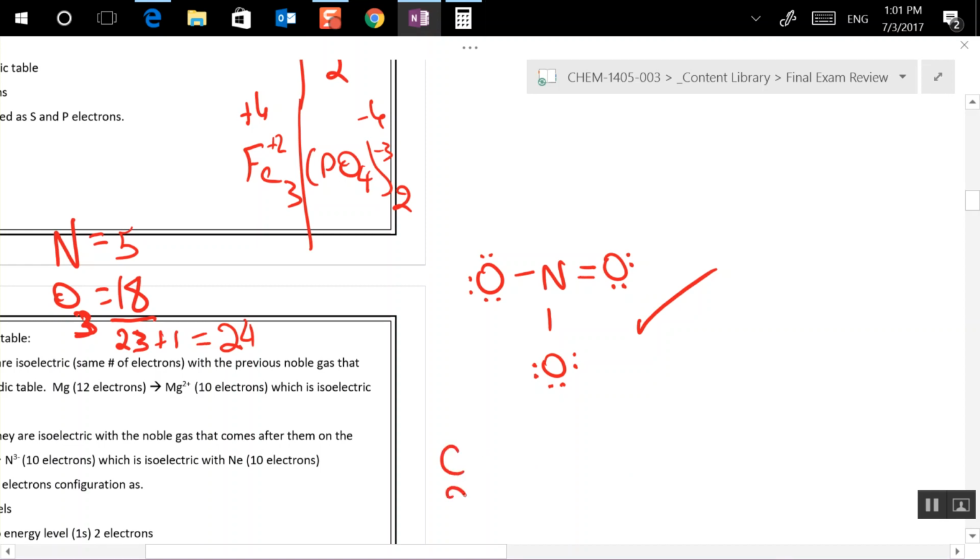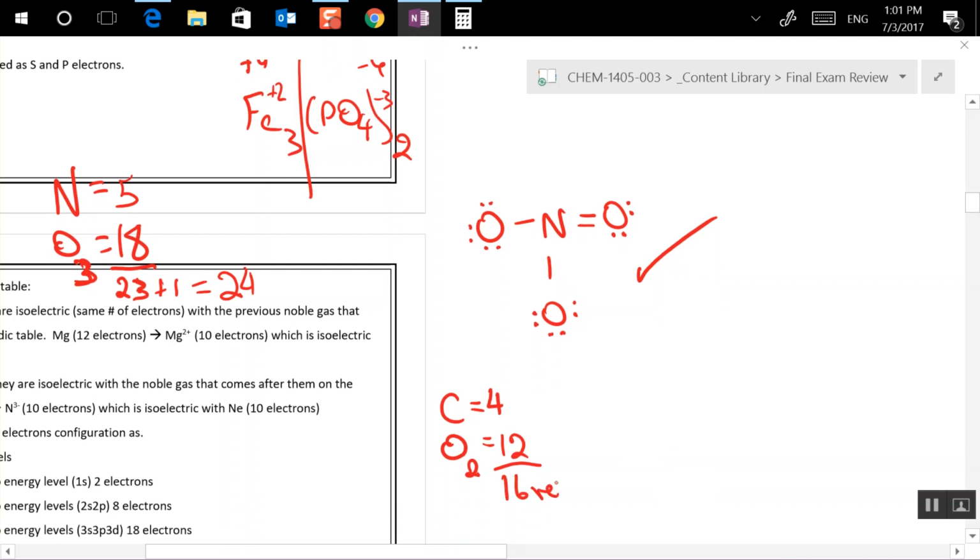How about CO2? Okay, so carbon, 2 oxygens. We have 4 valence electrons on carbon, 6 on oxygen. 6 times 2 is 12. That's 16 valence electrons, right? Carbon in the middle, surrounded by 2 oxygens. Start everything out with 8.